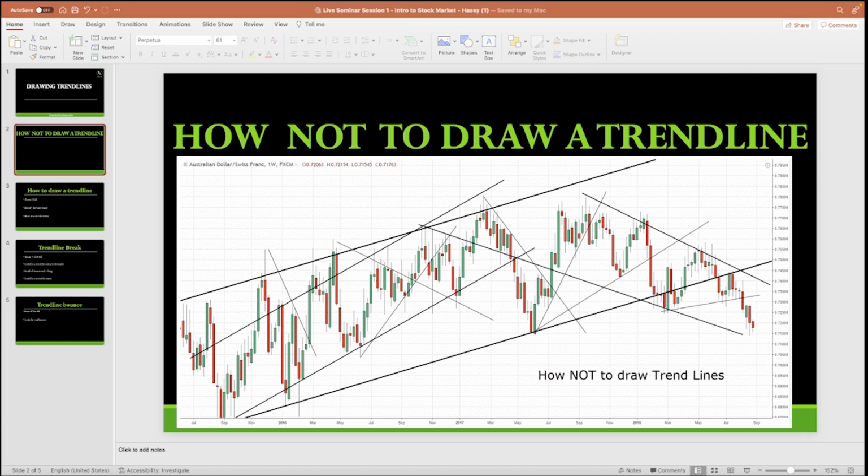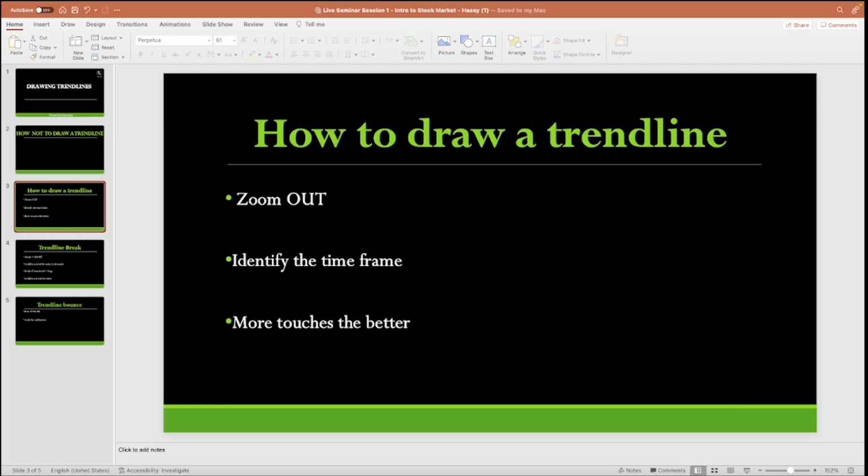But let's start off with how you would actually draw a trend line. In order to draw a trend line, first of all I recommend identifying the time frame. If I'm trading on the daily time frame, it doesn't make sense to draw trend lines on the lower time frames, as this won't have any impact on my entries and exits. So it's key for me to identify what time frames I would trade on based on my entries and exits.